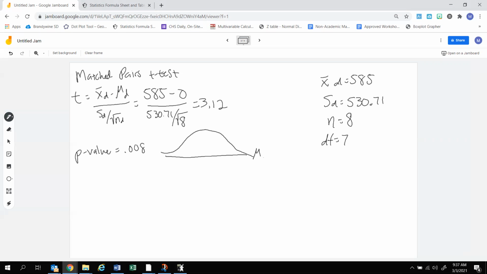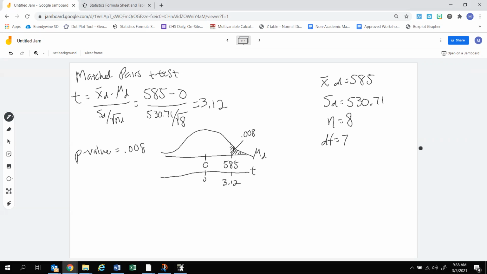So we're going to call this the differences. We're assuming that the mean of the differences is 0. When we ran our numbers, we got 585 for the mean of our differences. So if I make a second axis for t-scores, 0, 585 gives us a t-score of 3.12, and our p-value was 0.008. That means that this area right here is 0.008. This area is so far away from the middle that it is 0.008.